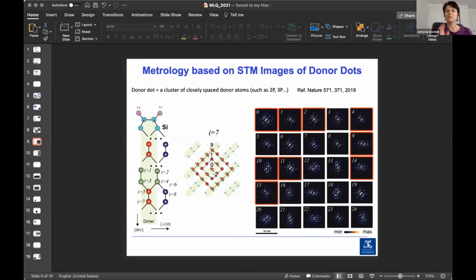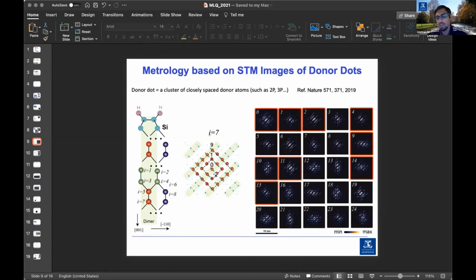Hi, it was a really good talk. I was wondering if you are planning to share the data that you generated with the community. Which data? The STM data? Yeah, like the simulated data with labels or the real data.